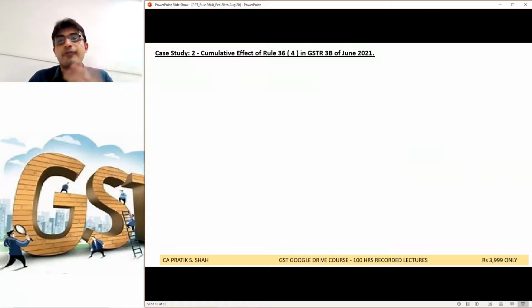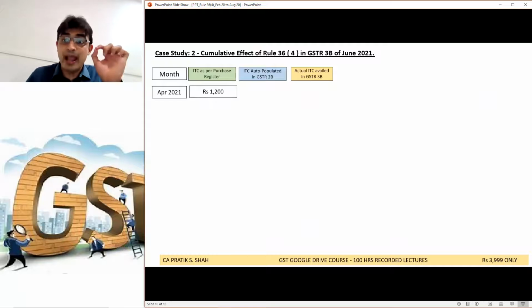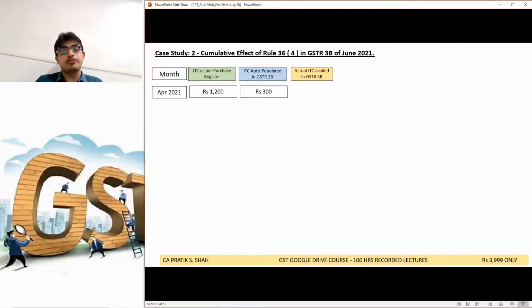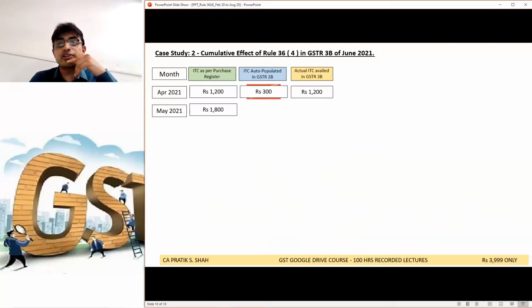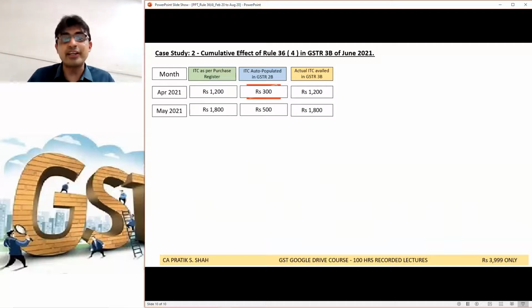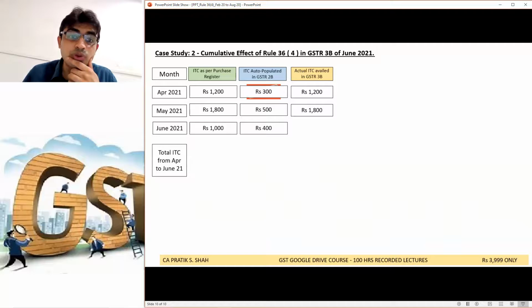Clear? One more case study for cumulative effect. Okay, please listen. Say for April 21, my ITC as per purchase register was 1200. In my 2B, it was 300. How much will I take? Actual, 1200. For the month of May, it was 1800 as per purchase register. In my 2B came only 500. So how much have I taken? 1800. Now for June, my purchase register was 1000. In my 2B came only 400. How much can I avail in June?